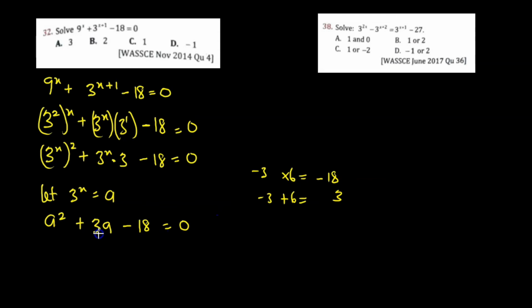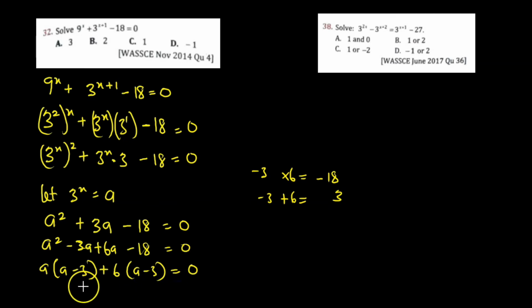So let us replace the 3a with our two new terms. We have a squared minus 3a plus 6a minus 18 equal to 0. Factorizing it out, we have a out, a minus 3, then positive 6 out, a minus 3, and all must be equal to 0. So the common factor is a minus 3, and the other factor is a plus 6, all equal to 0.